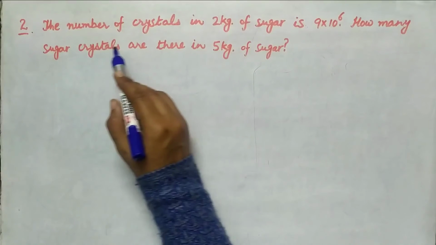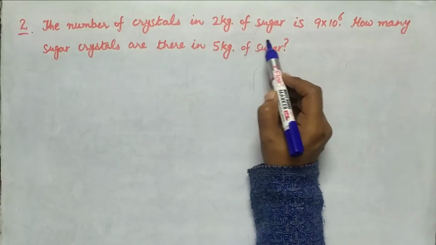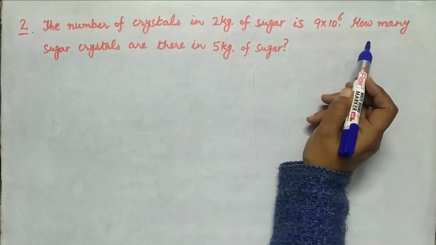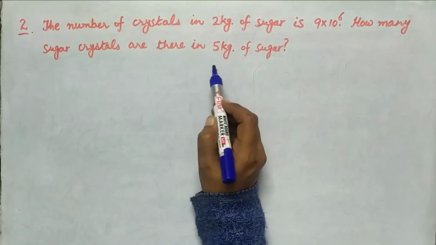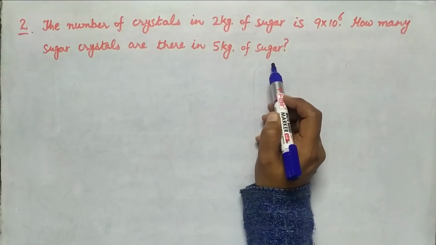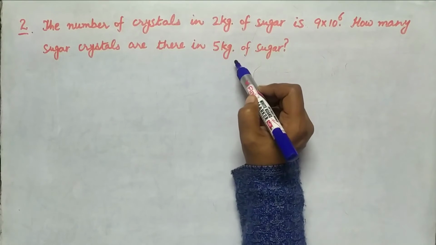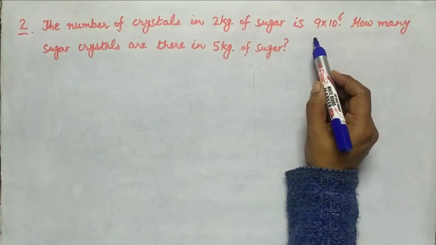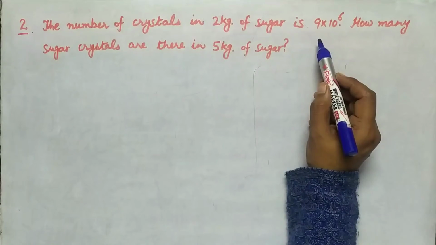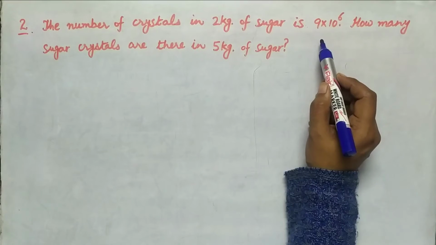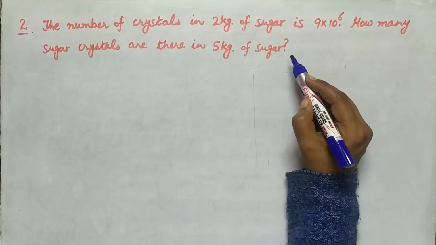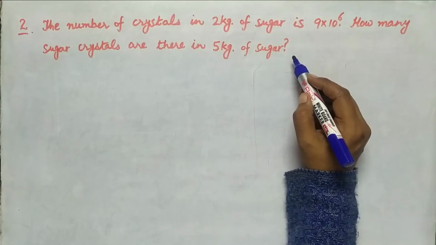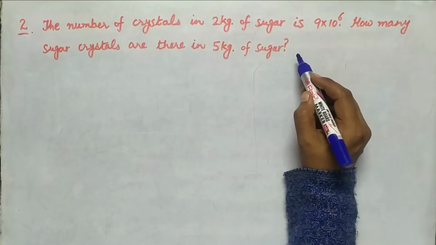Second question, the number of crystals in 2 kilograms of sugar is 9 multiplied by 10 raised to power 6. How many sugar crystals are there in 5 kilograms of sugar? When the weight of sugar is increased, obviously the number of crystals, the sugar particles, is more. It means again a sum of direct variation, and to solve such sums we start with making the table.